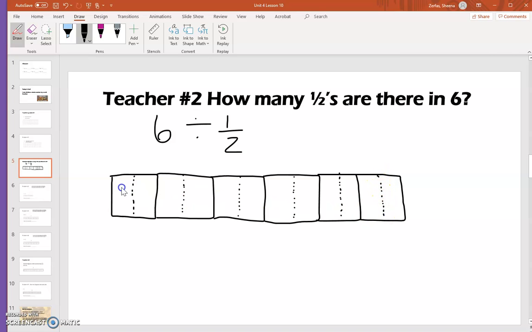As I do this, I now can say each of these boxes represents 1/2. And so I'm going to count how many 1/2s I have in 6. So 1, 2, 3, 4, 5, 6, 7, 8, 9, 10, 11, 12. So 6 divided by 1/2 equals 12.